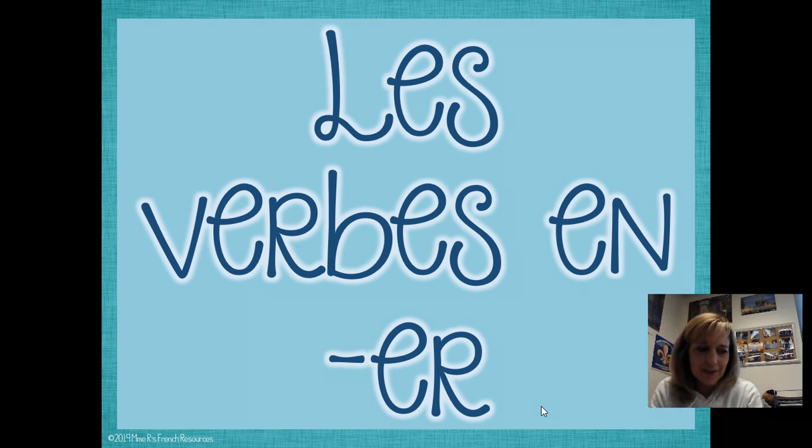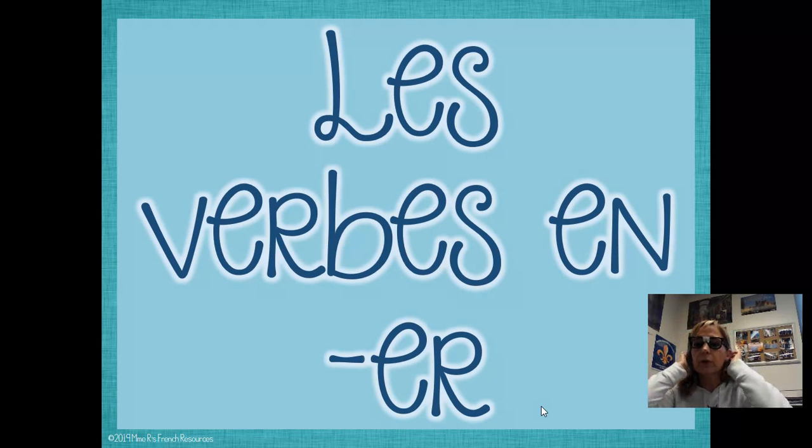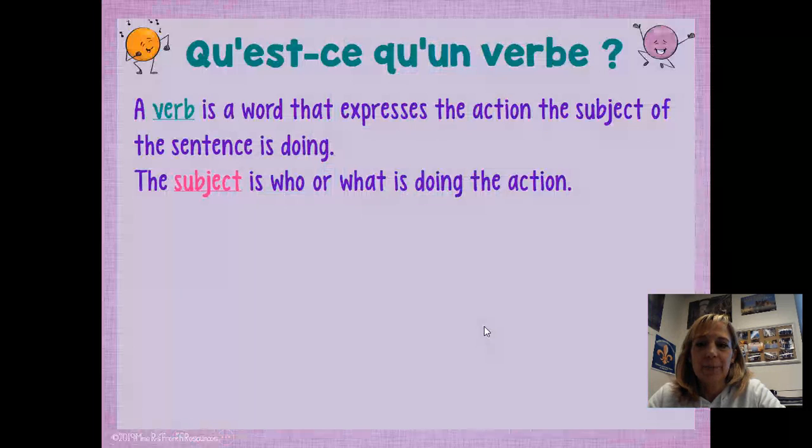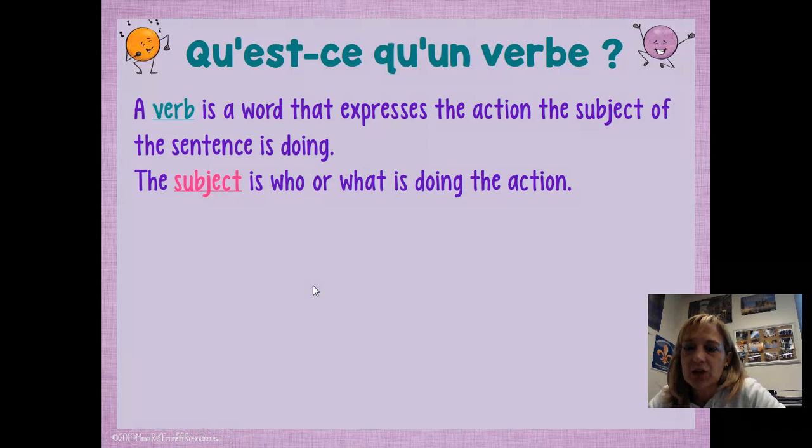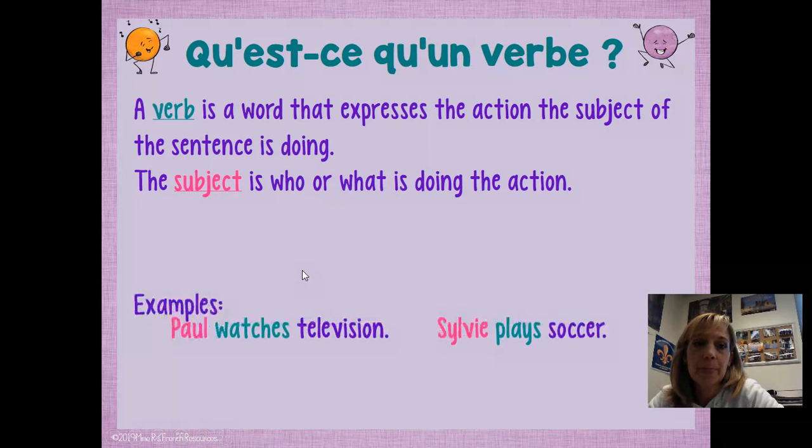ER verbs. So this is a grammar nerd session. Okay? Attention. D'accord. Pour commencer. Okay, qu'est-ce qu'un verbe? As we know, a verb is a word that expresses the action of the subject. The subject is who or what is doing the action, okay?